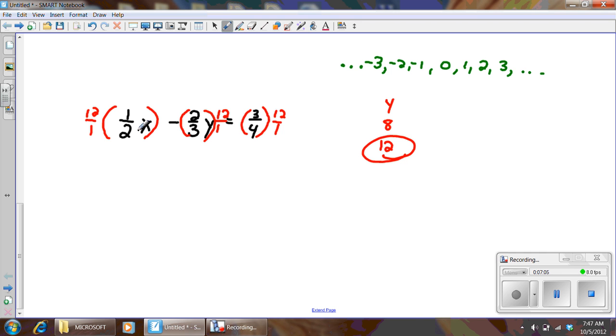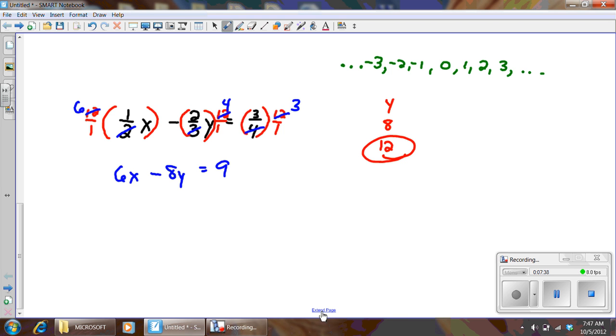When I do that, the 2 and the 12 will simplify, and I'll get 6 times 1 is 6 times x. I get 6x. Here, the 3 and the 12 will simplify to 4. 4 times 2 is 8. 8 times y is 8y, and it's a negative 8y. Okay, here, the 4 will simplify with the 12. 3 times 3 is 9, and there I am. I have standard form with integer coefficients.